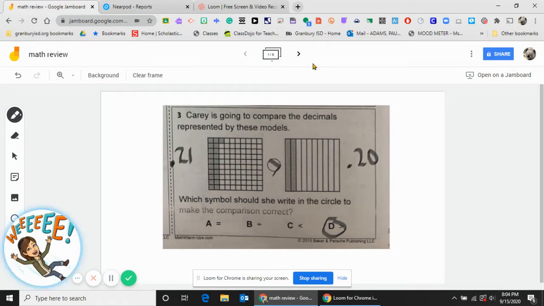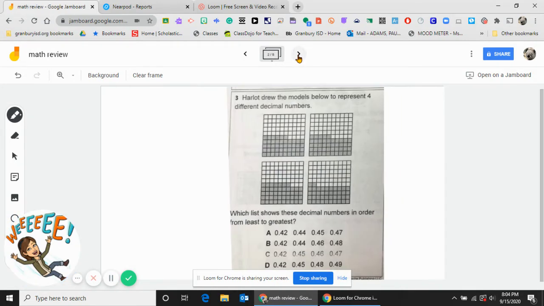All right, let's look at question number 2. Harriet drew the models below to represent 4 different decimal numbers. Which list shows these decimal numbers in order from least to greatest? First thing I would do is write each one of these out to determine that. So I'm going to calculate. Remember, when we're figuring these models out and there's shaded areas, we look at the shaded portion.